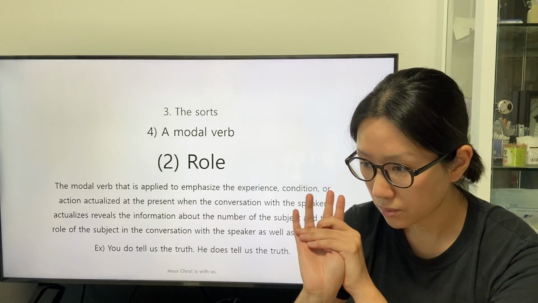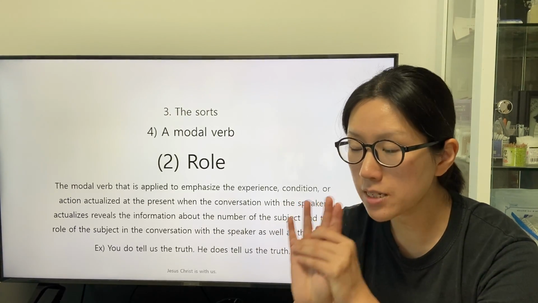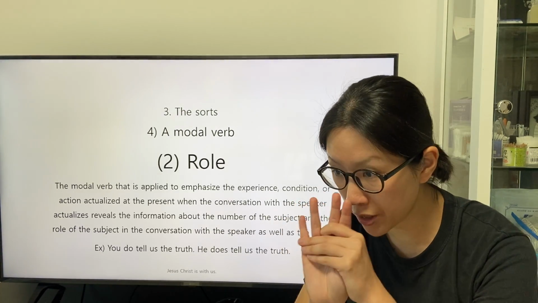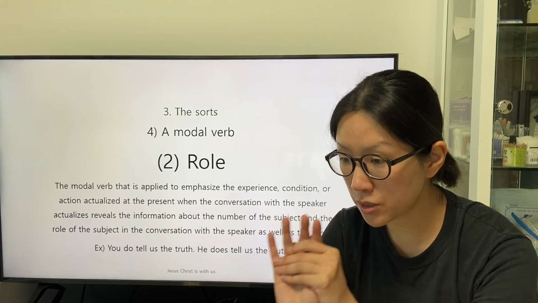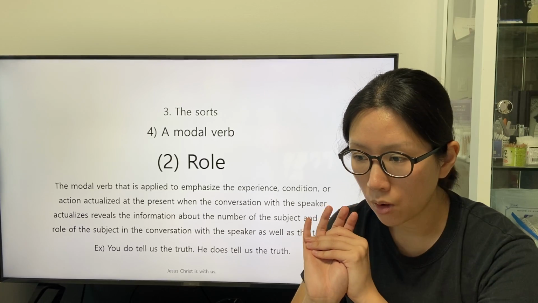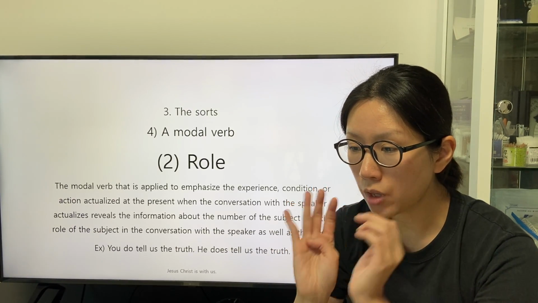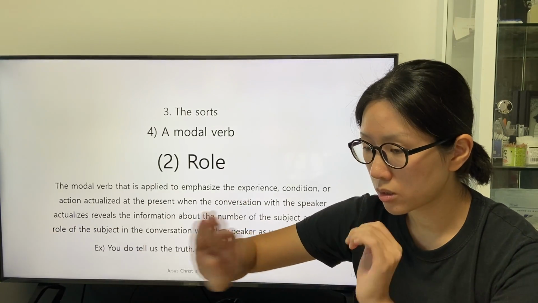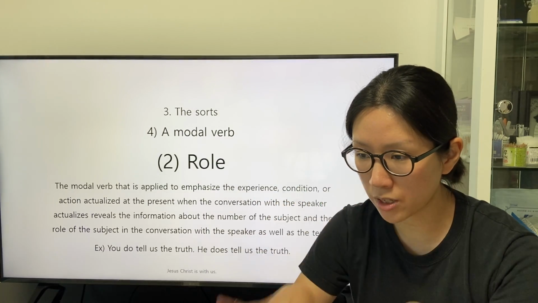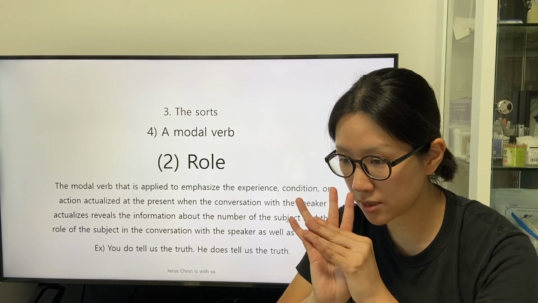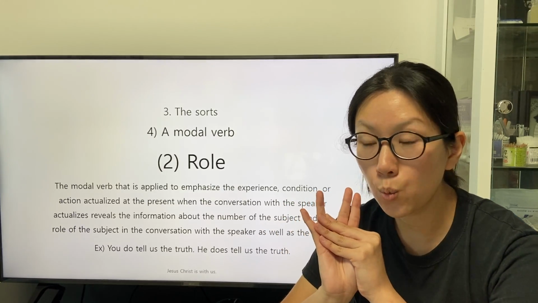The subject participates in the conversation with the speaker at the present. The subjects are indicated by the personal pronoun we or you. The modal verb do is suitable to be applied in the clause about the subject indicated by the personal pronoun you or we.